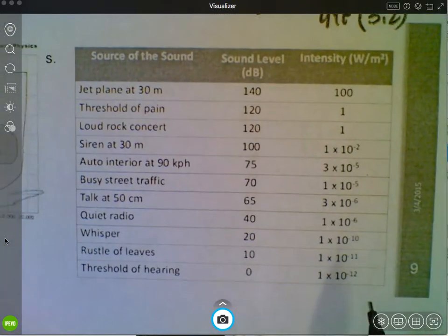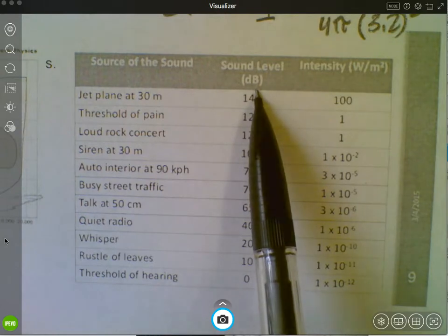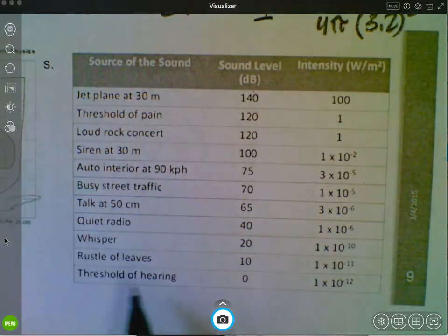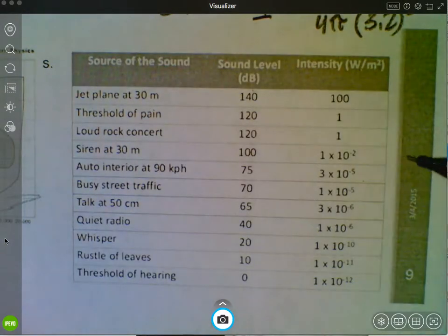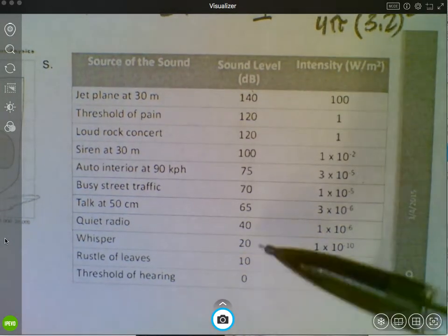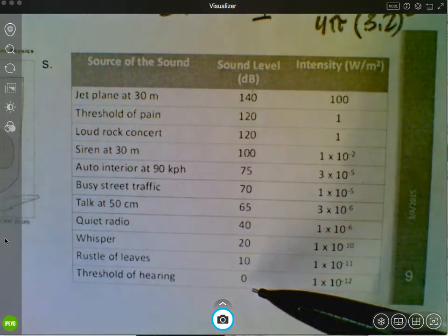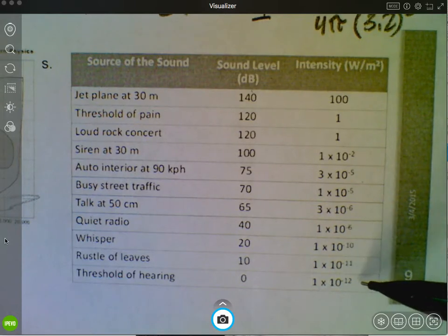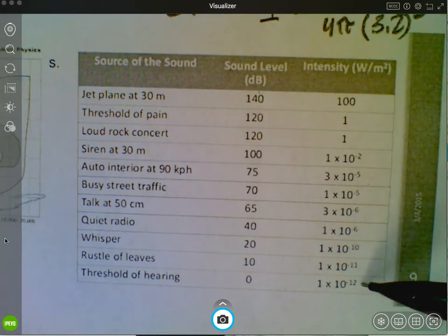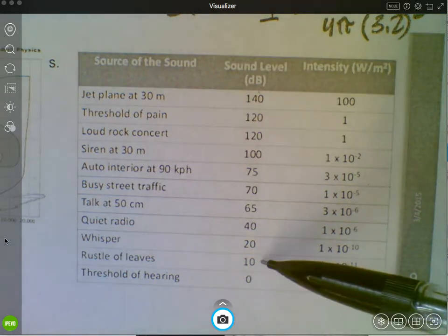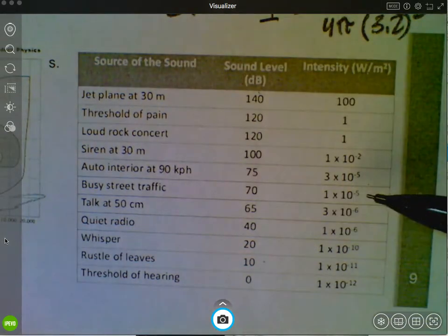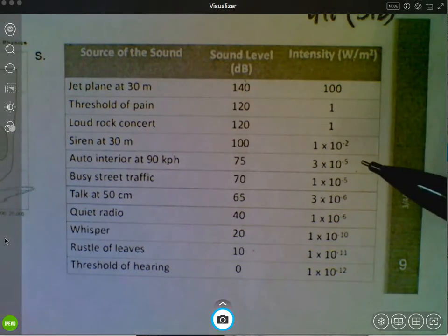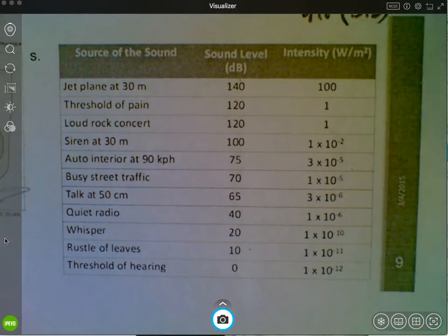Over here, we're talking about sound level in decibels, and intensity. These are just examples of sources of sound. When we measure sound level in decibels, the intensity is multiplied 10 times more intense for every 10 decibels that we go up. It's a logarithmic scale, so it's a little confusing to understand. We're going to talk more in class because it's a hard concept and I want to be able to answer questions.